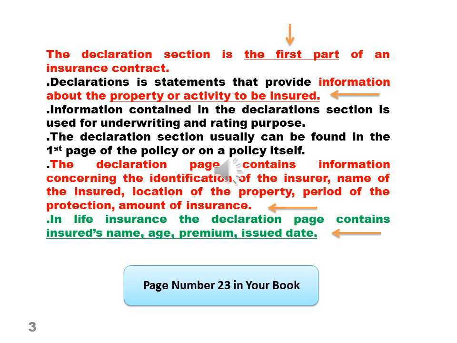But in life insurance, the declaration part contains, number 1, the insured's name, the insured's age, the premium, the price for insurance, and the issuing date. Issuing date is very important in any contract, in any insurance contract, in any life contract, in any ordinary contract. These are all the main things about the declaration part in any ordinary contract, insurance contract, or life insurance contract.